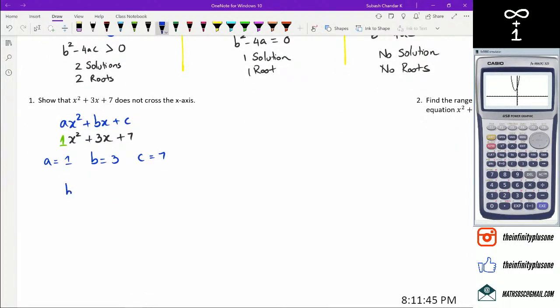Once we do that, we work out what the discriminant is, which is b squared minus 4ac. So we've got 3 squared minus 4 multiplied by 1 multiplied by 7. So we've got 9 minus 28, which gives us negative 19. At this point you've got the discriminant, which is negative 19. Because it's negative 19, you have to say that b squared minus 4ac is less than 0, therefore it does not cross the x-axis.